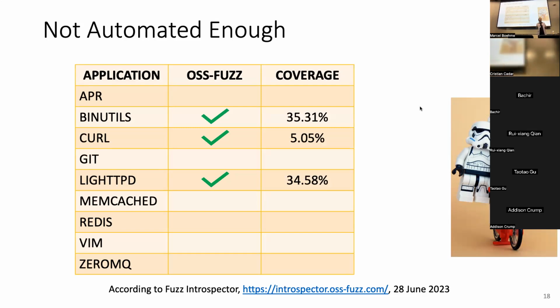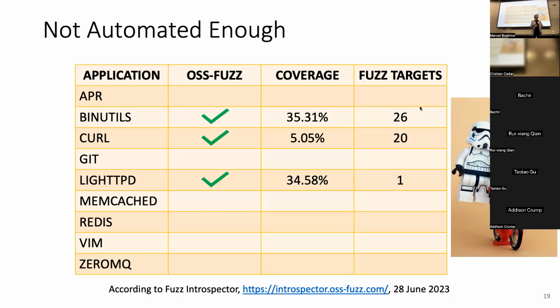So why is that? I mean, if all of us decided to spend today or this evening to put the other 6 applications into OSS Fuzz and perhaps improve these numbers overall, would it be just a matter of automating things? And the truth is that no. What's missing here is that you need to write these fuzz targets, all right? And this is manual work.